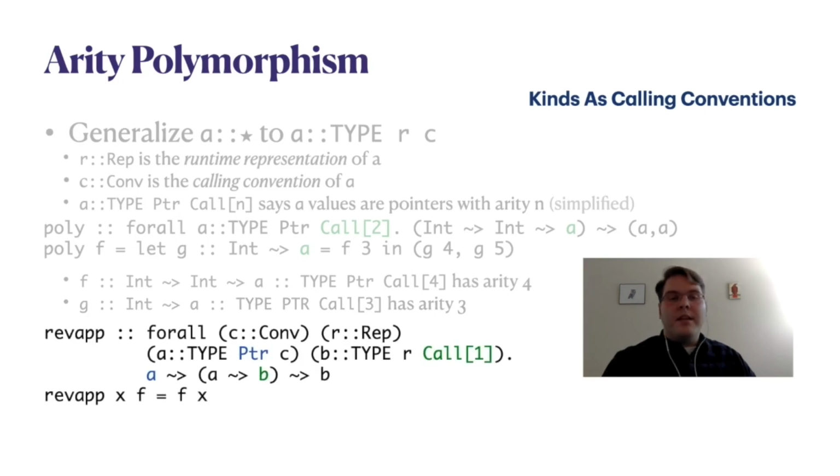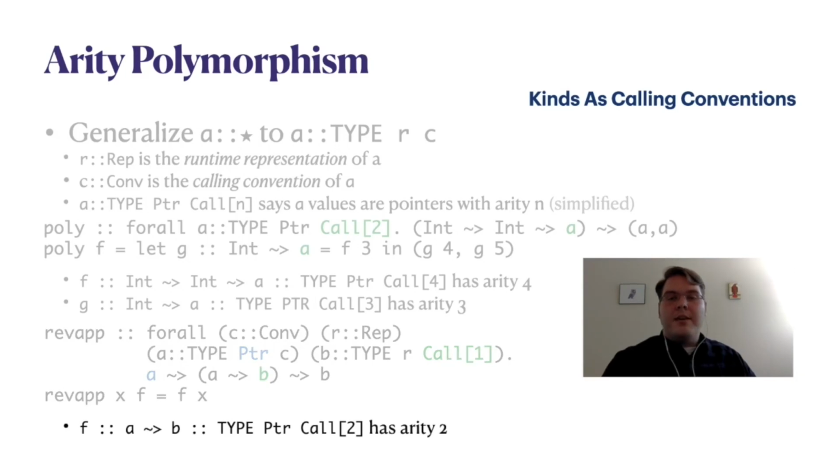Furthermore, since the calling convention appears in the types, we can also abstract over them. For example, the revapp function here supplies an argument x to a function f. Does this type make sense? The function f has the type a to b, and to generate the code for calling f, we need to know its arity. Since f takes an argument a, and b already has arity 1, this adds up to an arity of 2.